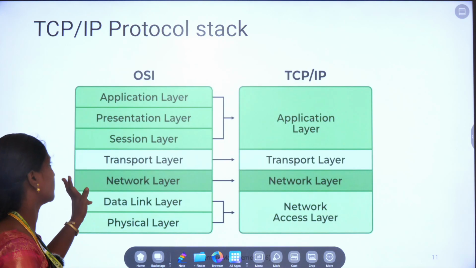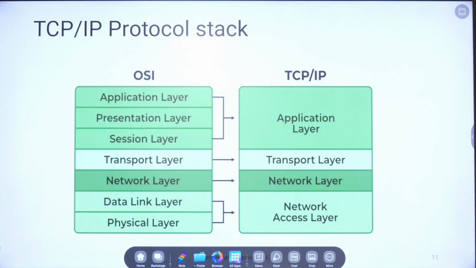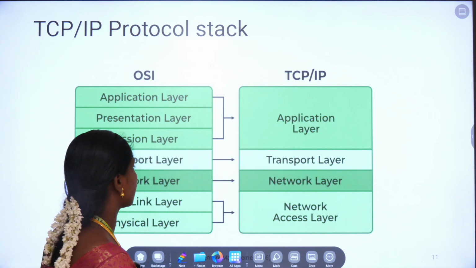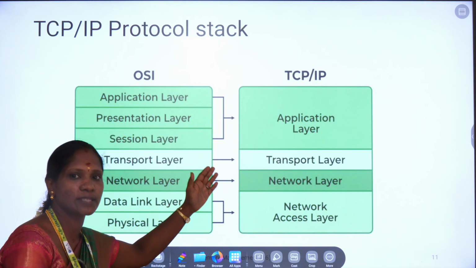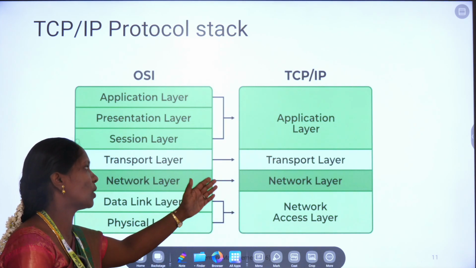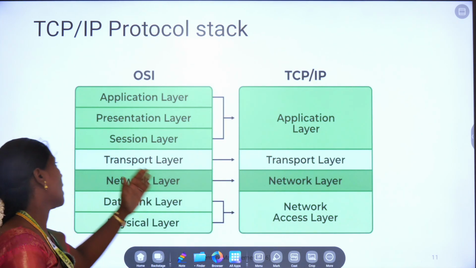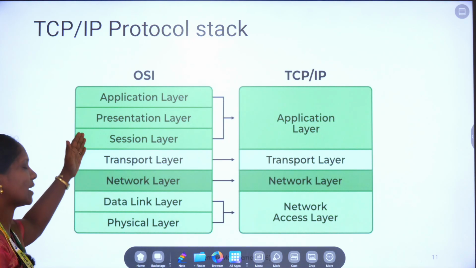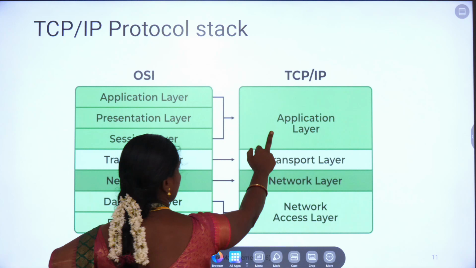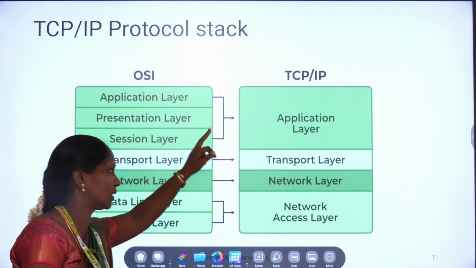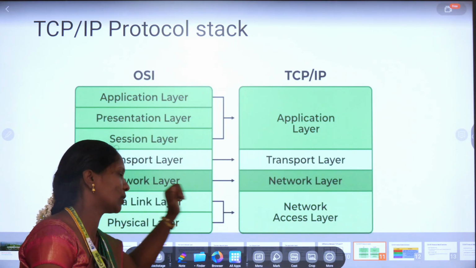So going to the next one. Next, TCP/IP protocol stack. The TCP/IP protocol stack, as we already know, is a 4-layer architecture. It is compared with the OSI reference model, but the OSI reference model is a 7-layer architecture. In the TCP/IP model, first one is the application layer, second one is the transport layer, third one is the network layer, and fourth one is the network access layer.